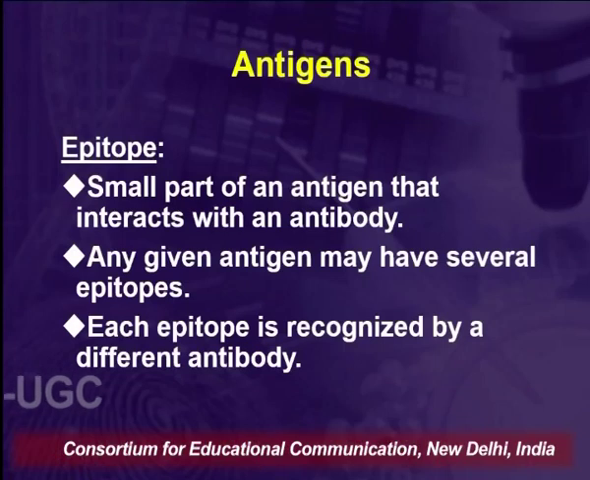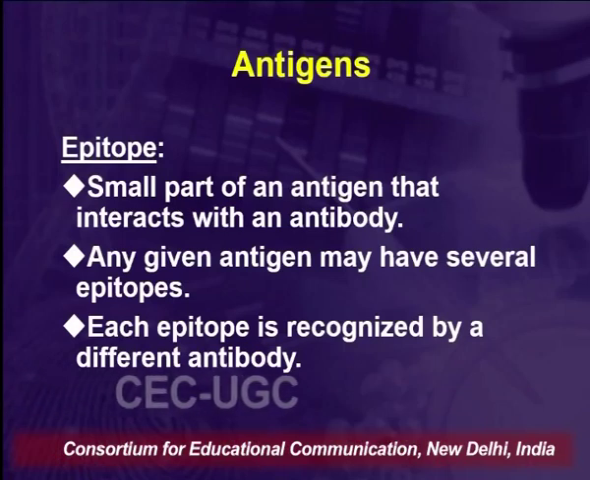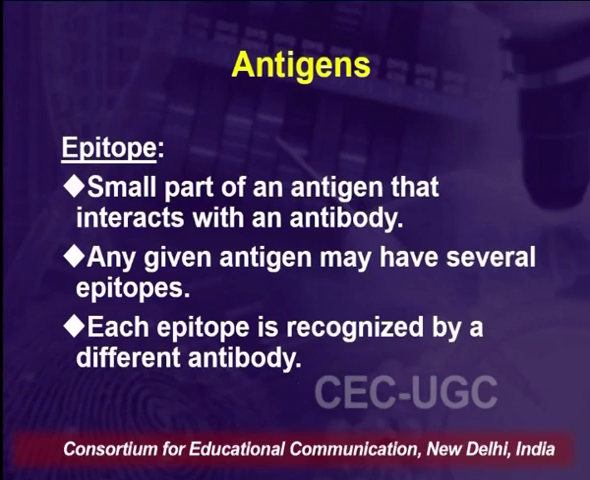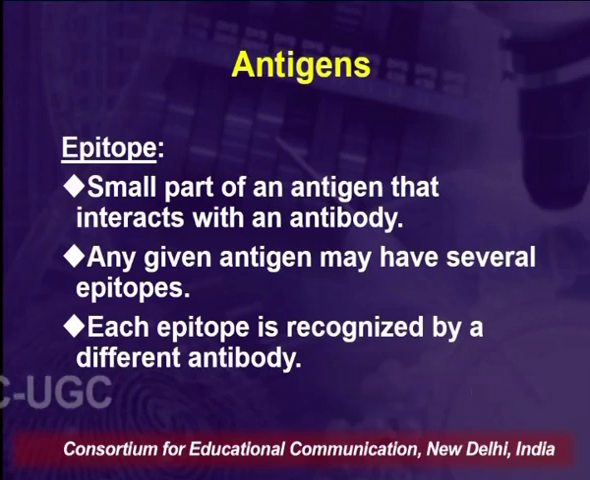Now, antigens have an epitope, a small part of an antigen that interacts with the antibody. The shape of the antigen or the part of the antigen which interacts with the antibody is known as the epitope. Any given antigen may have several epitopes. Each epitope is recognized by a different antibody.